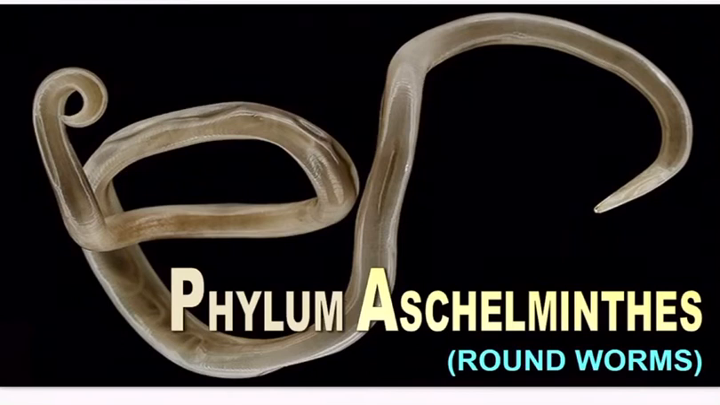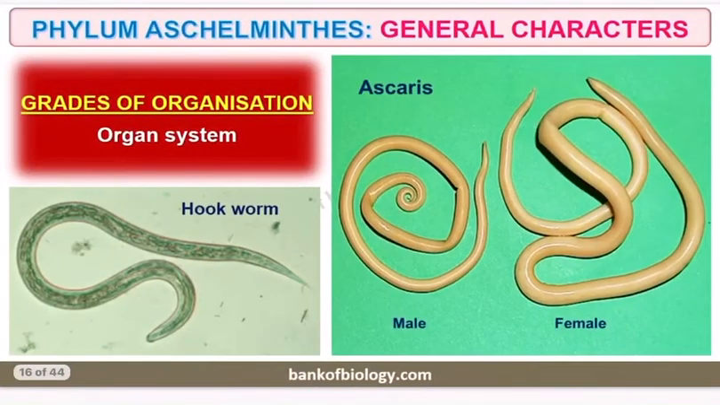Some absorb nutrients from the host through their body surface. Example, you can remember the three. Now we move on to the next one, that is the phylum Ascaris. And these are the roundworm family, roundworms. Now, grades of organization, it is organ system.